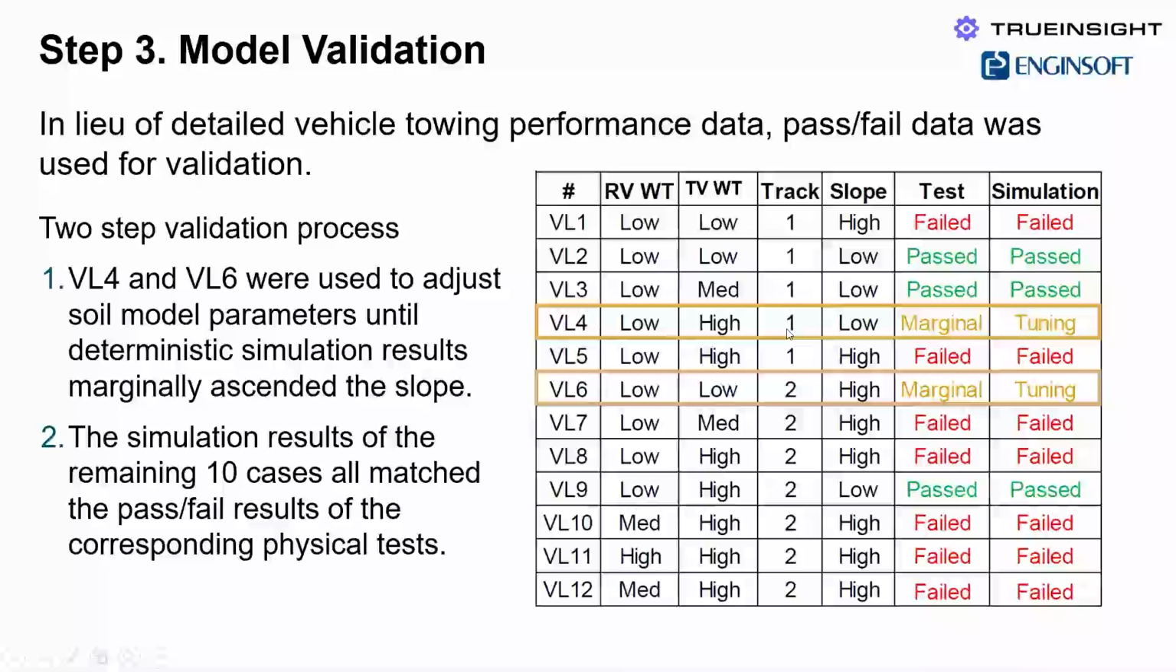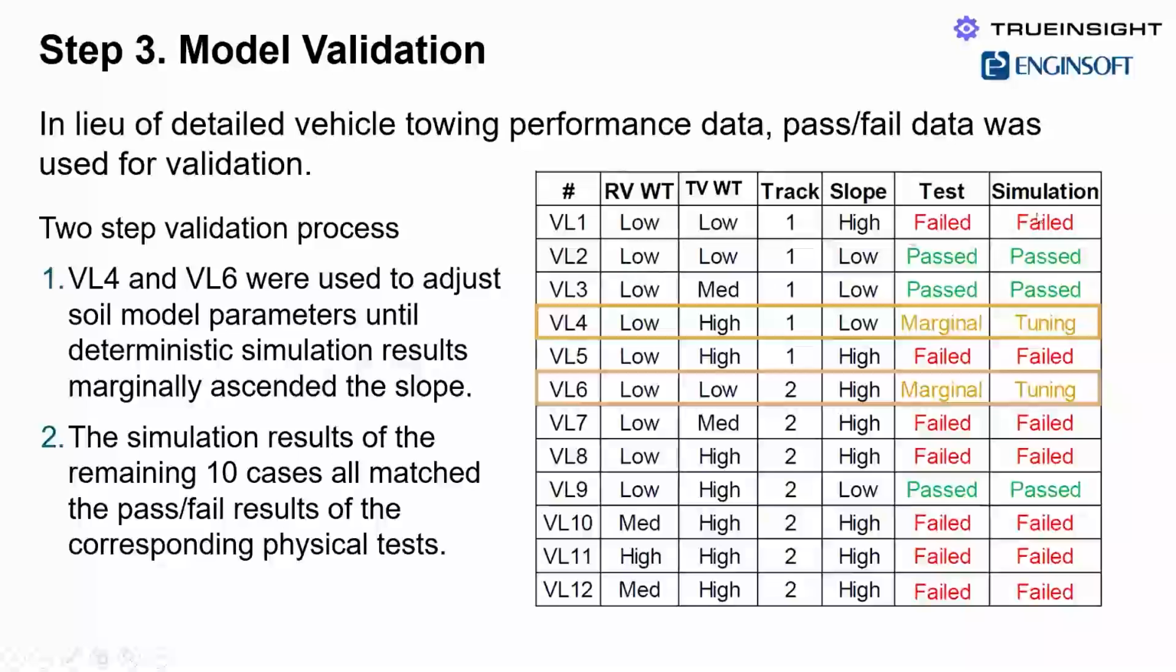So as we had this data from the simulations, we also had test data. We actually had data from 12 different tests with different vehicle configurations. As you can see here, a certain number of configurations had track type number 1. The other configurations have track type number 2. And then we had the different slopes, high and low, and different recovery vehicle weights.